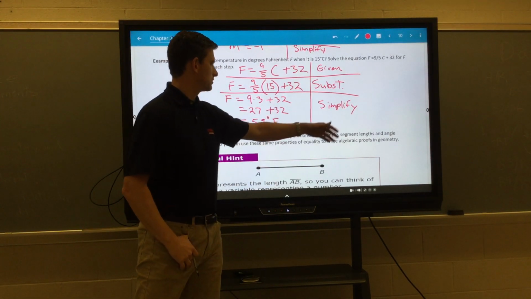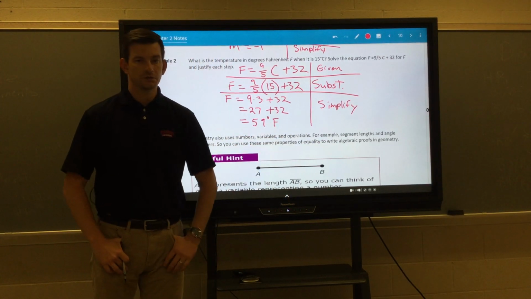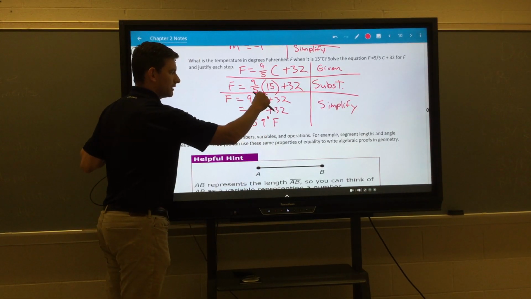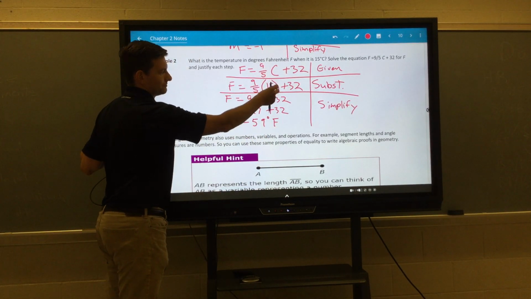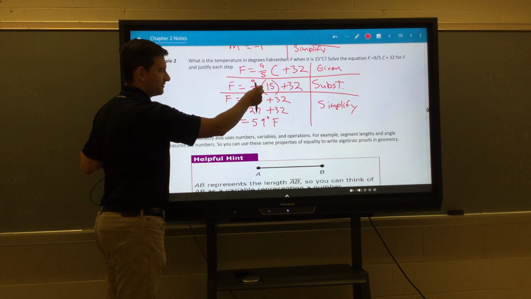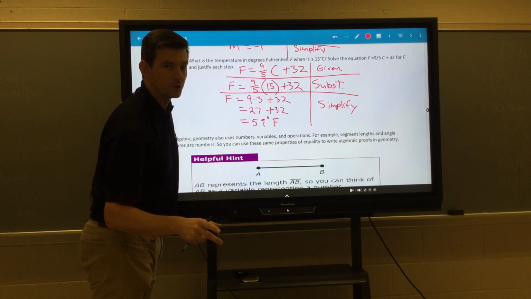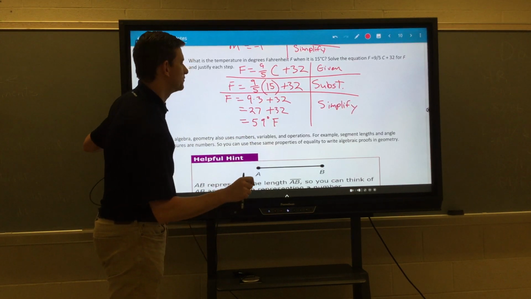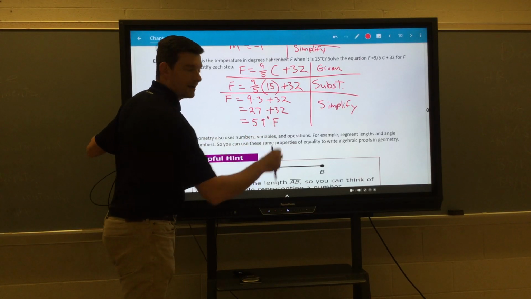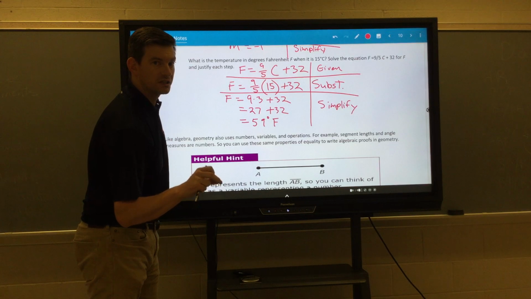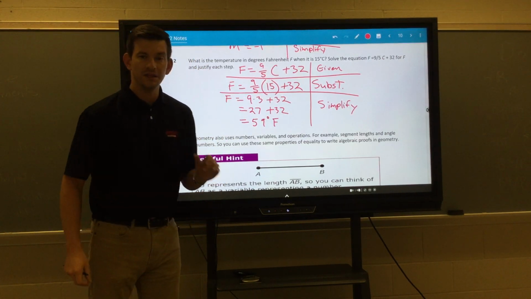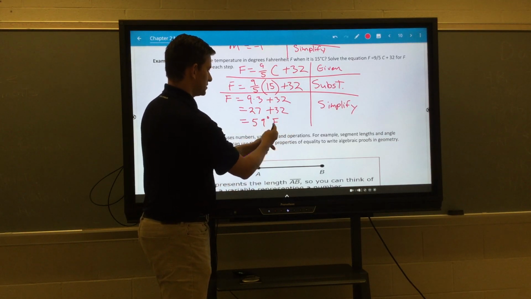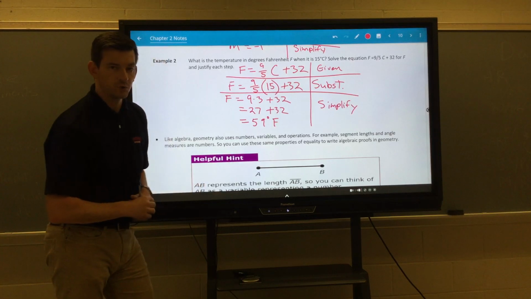We made our substitution. Ever since then, it's been a bunch of simplification. It's worth noting that when we were dividing 15 by 5, that is not division property of equality. When you're multiplying 9 times 3, that is not multiplication property of equality. When you're adding these two numbers, that is not addition property of equality. The reason is you're not doing it to both sides of the equal sign. When you stay on a single side, what you're doing is just simplifying. You're simplifying an expression.